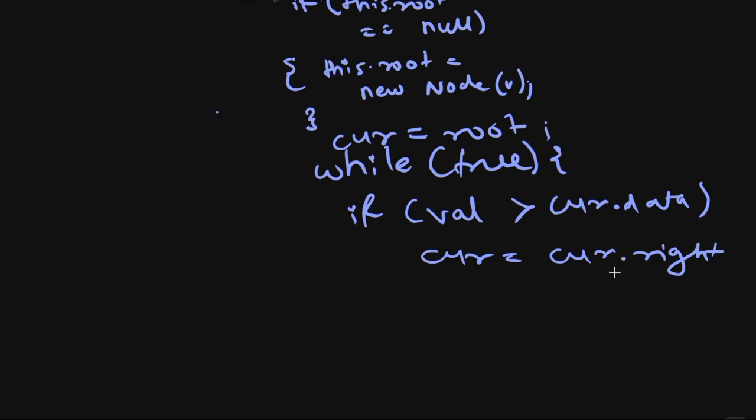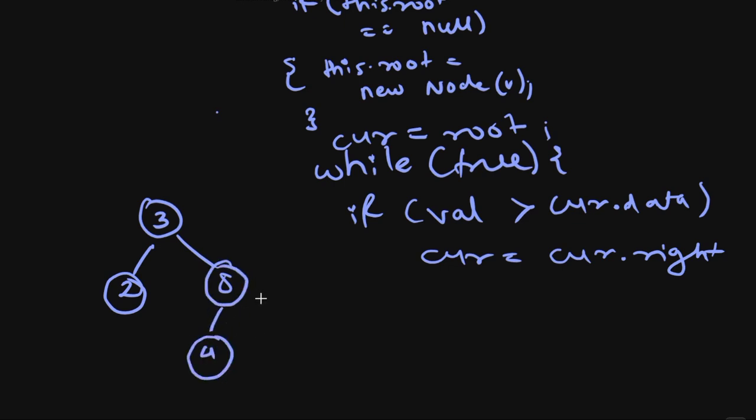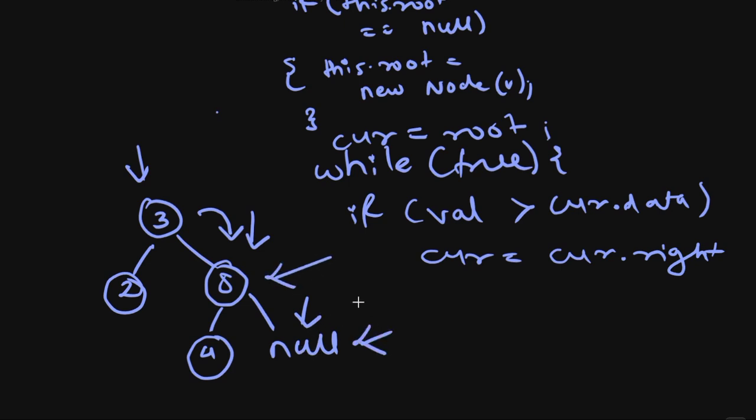But here there is a catch. Let's say I have something like 3, 2, 5, and here 4. I want to add 6. I go to the current dot right, I come here, and now I want to go to the right. As I am adding 6, I want to go here, but this is pointing to null, so there is nothing. So if I need to add the value here, I need the reference to this 5, but here I'm directly shifting.